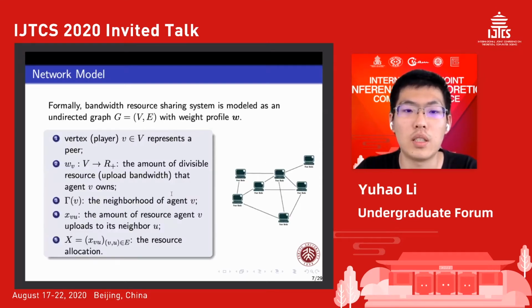Formally, this bandwidth resource sharing system is modeled as an undirected graph G with weight profile W. Each vertex represents a peer or an agent. W_v is the amount of divisible resources that agent v owns. Maybe this resource can be seen as the upload bandwidth. Γ_v is the neighborhood of agent v. x_vu is the amount of resource agent v uploads to its neighbor u. And x is the resource allocation.